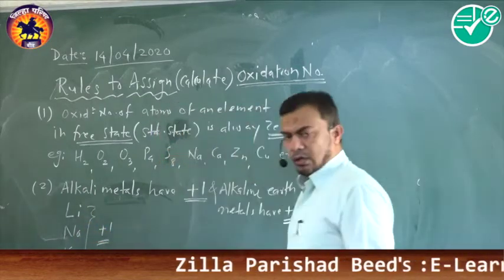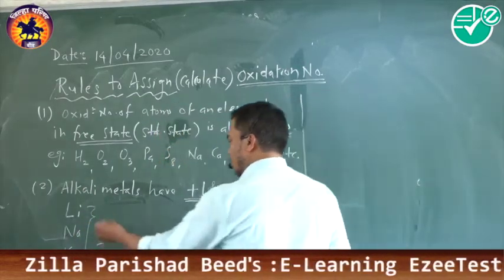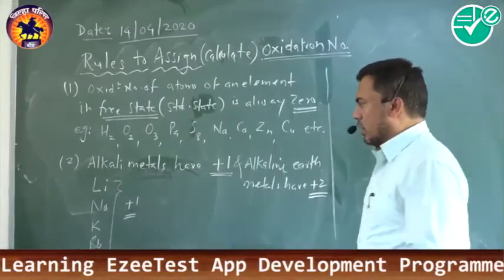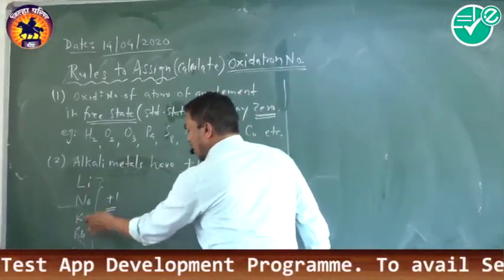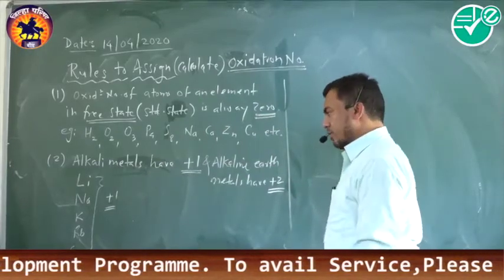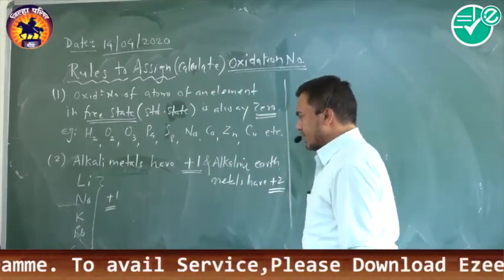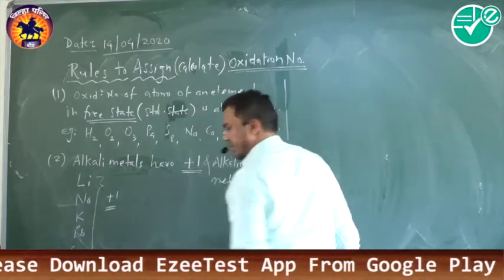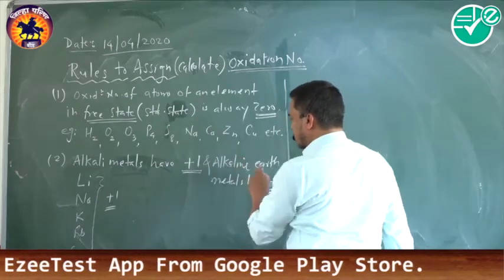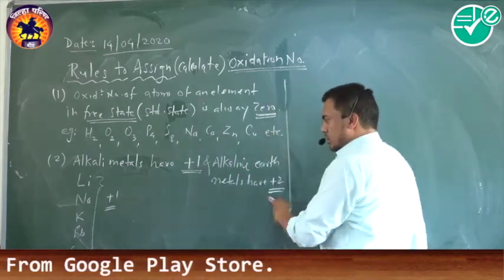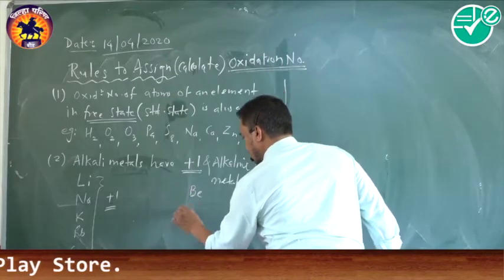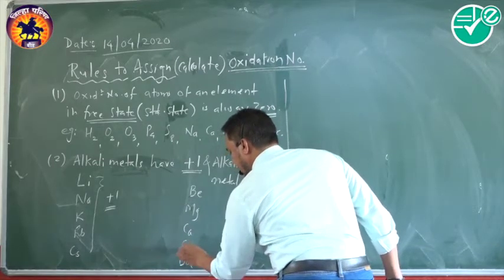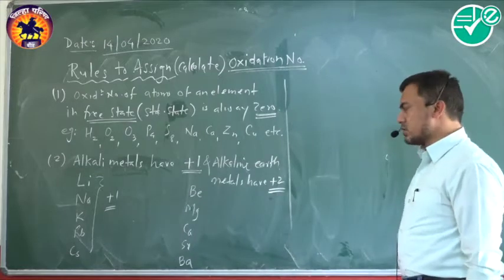Why? Because these are metals and they are electropositive, and all the electropositive elements have a tendency to donate electrons. All have one electron in the outermost orbit, so it can easily be donated. Hence, they have +1 oxidation number. Alkaline earth metals belong to group 2: the first element is beryllium, then magnesium, calcium, strontium, and barium. Radium also belongs to group 2, but it is radioactive.